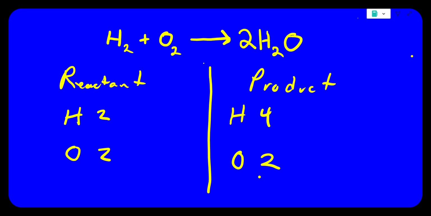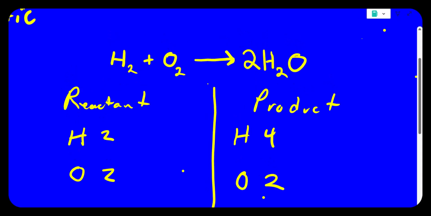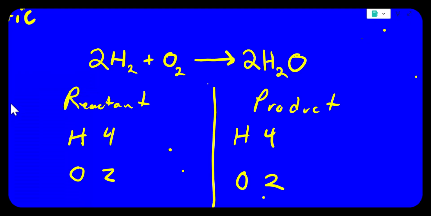Now it's obvious that the products have twice as many hydrogens as the reactants. So we come over here to the reactant side of the equation, and in order to get 4 hydrogens, we put a coefficient of 2 in front of the hydrogen, which would give us 4 hydrogens. And now we can see that we have a balanced chemical equation. The hydrogens both have 4 right here, and the oxygens both have 2 right here.